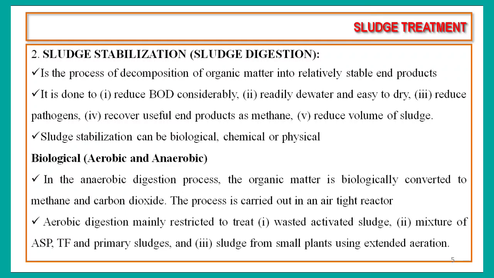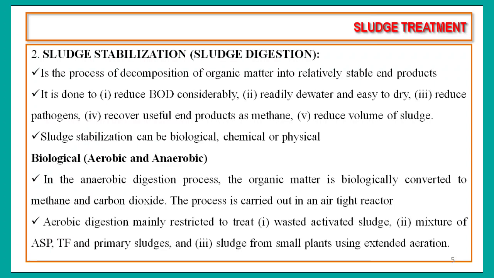And the other one is aerobic digestion, mainly restricted to treating waste activated sludge, and a mixture of activated sludge process, trickling filter and primary sludges. It is also mainly restricted to sludges from small plants using extended aeration. We know that aerobic digestion is done in the presence of oxygen.